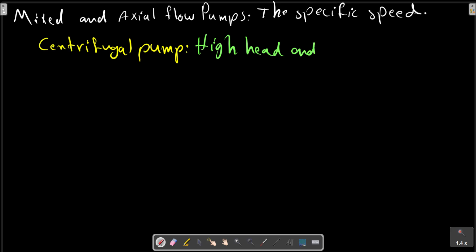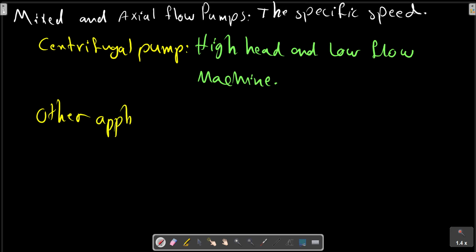High head and low flow machine, whereas there are many applications requiring low head and high discharge. Many other applications need low head and high discharge.